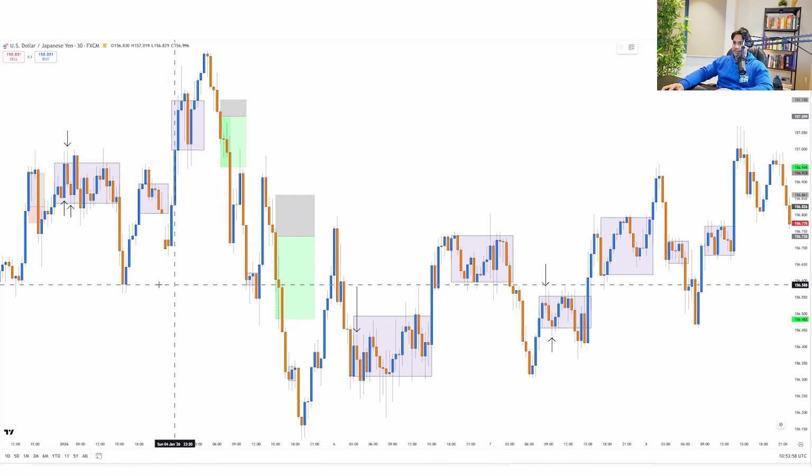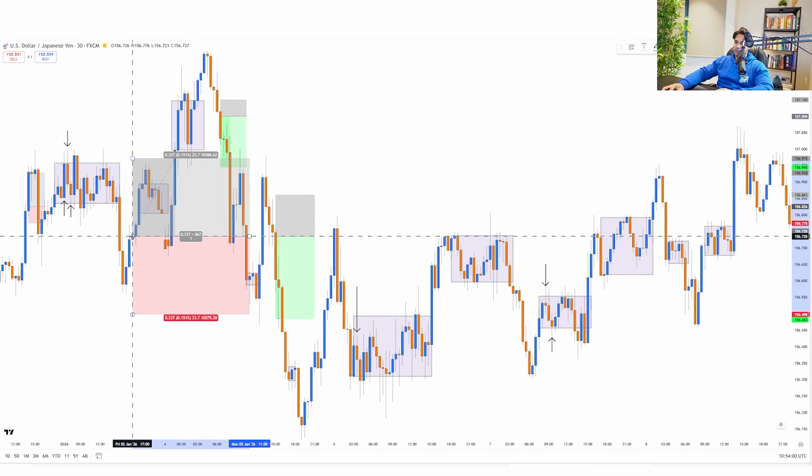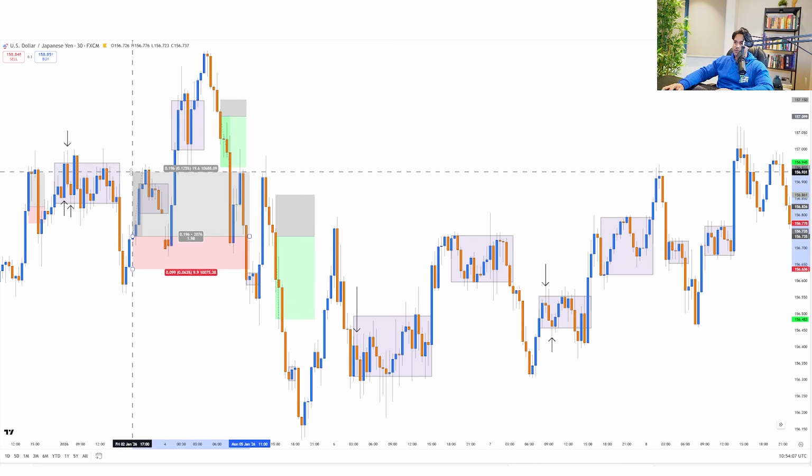Here again, we have an example. Previous candle bullish, next candle bullish, and we have an example here. Put your stop loss below the low, it doesn't matter, and then go for your targets. 1 to 2, 1 to 3, 1 to 5, it doesn't matter.